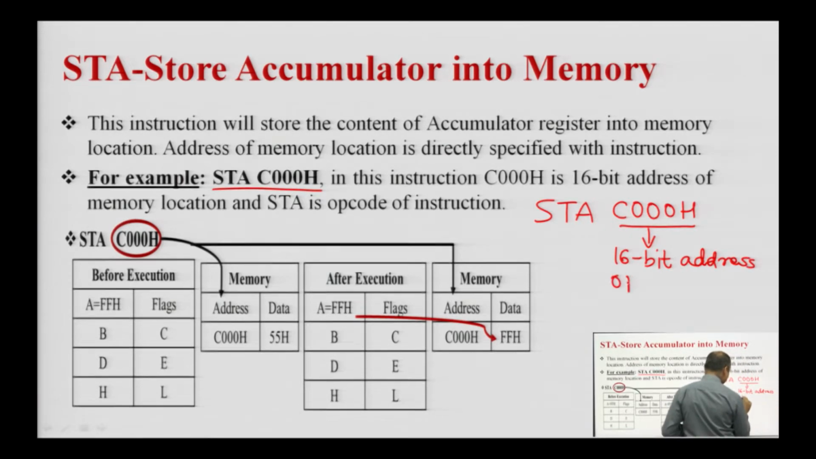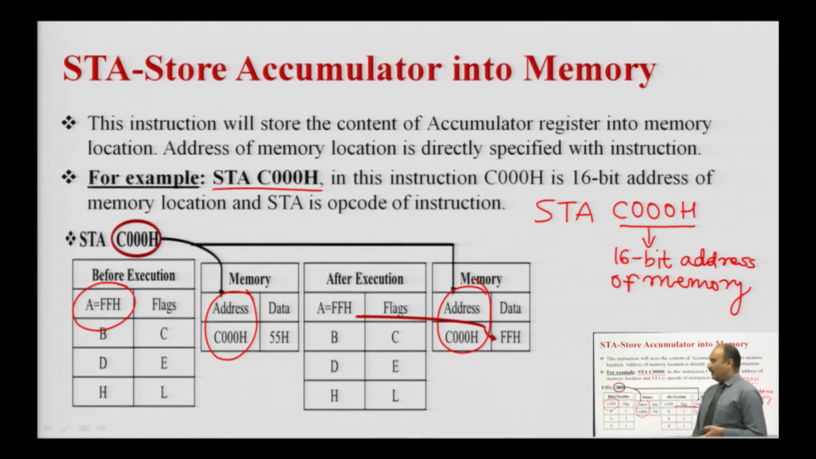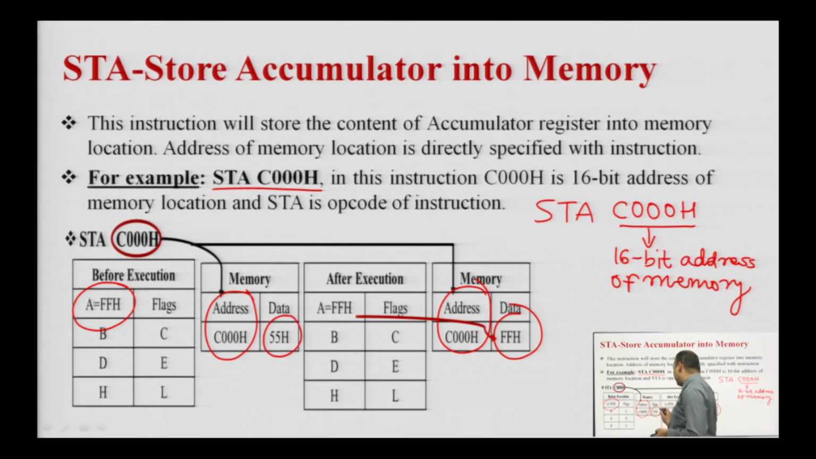The 16-bit address of memory is specified with the instruction. So, C000H is the address of the memory. Before the execution of this instruction, the content of the accumulator is FFH. After the execution of this instruction STA C000H, the content of the memory location becomes FFH. So, previously the content of the memory location is 55H, and after the execution of this instruction the content becomes FFH. So, this is the meaning of this STA instruction.